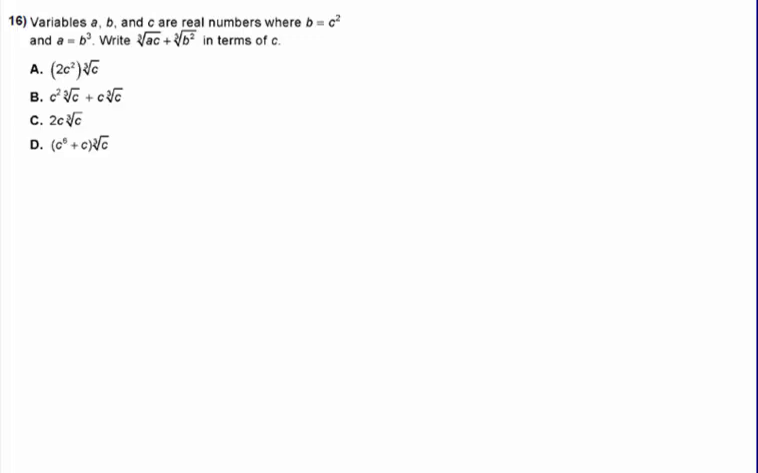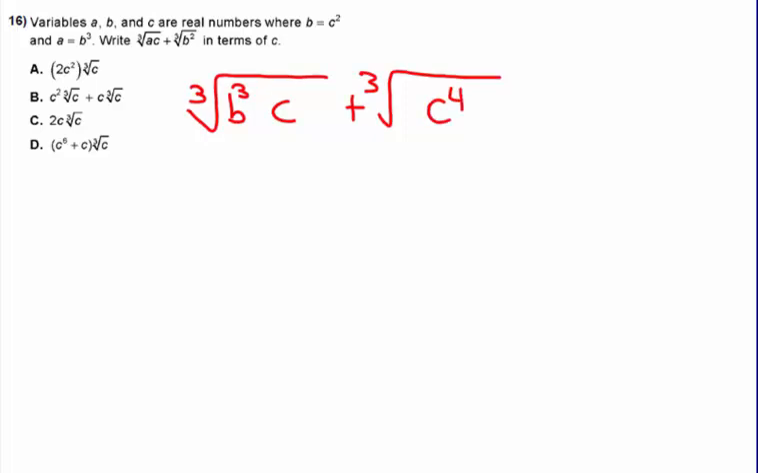Okay, so with these problems, you just want to go ahead and plug in everything and get it into terms of c. So we can replace the a with b squared, and then we can replace the b with c squared, and then we can go back and replace the b's again with the c squareds. You just got to pull out anything that you can get outside the radical.